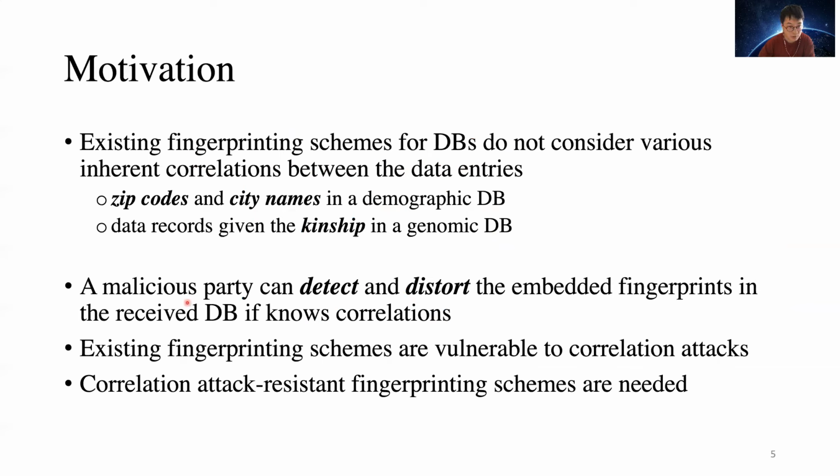As a result, the malicious service provider can utilize the knowledge of the data correlation to detect and destroy the embedded fingerprints to escape from being accused by the database owner if they want to leak or pirate the database. In the paper, we show that existing schemes are vulnerable to the correlation attack. And to mitigate against the identified correlation attack, we also propose a robust fingerprinting scheme for databases.